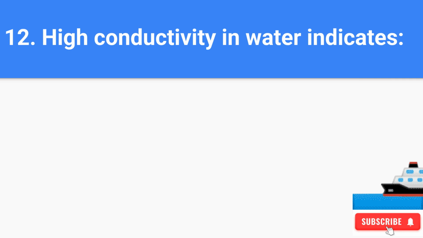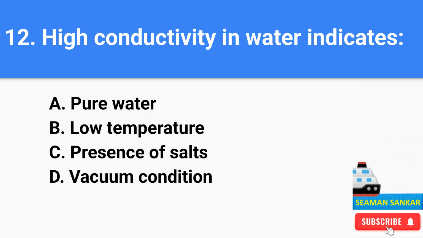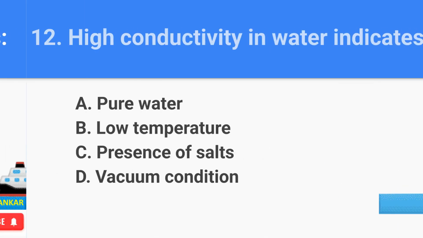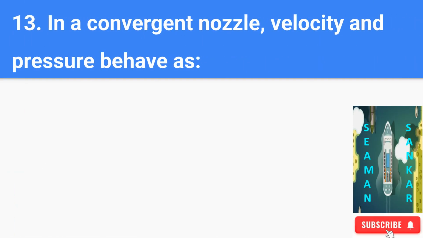Question 12. High conductivity in water indicates A. Pure water, B. Low temperature, C. Presence of salts, or D. Vacuum condition. High conductivity in water indicates C. Presence of salts.